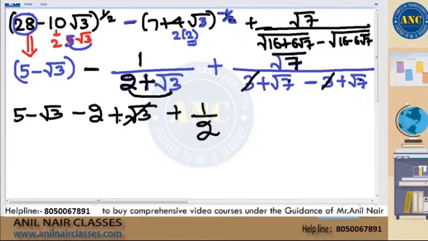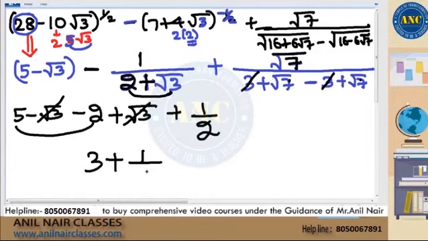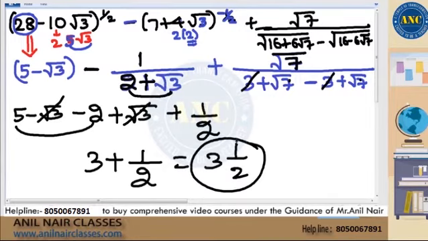What else is there? This is cancelled. 5 minus 3 is 2. Sorry, 5 minus 2 is 3. 3 plus 1 by 2. Answer is 3 1 by 2.